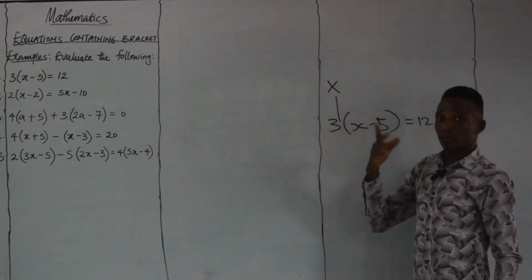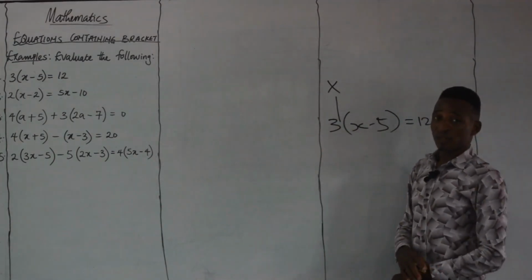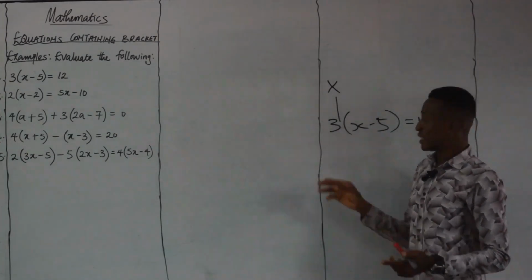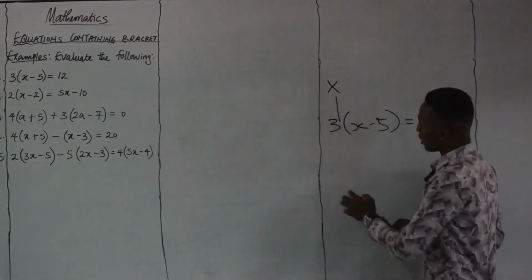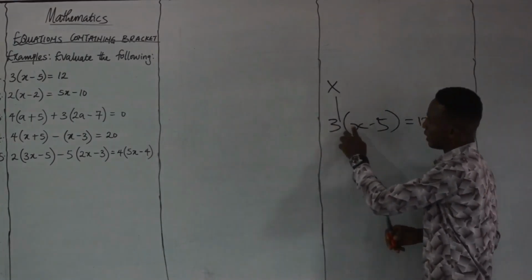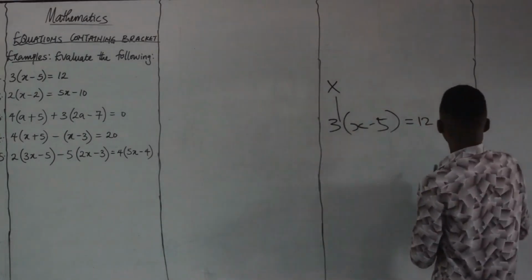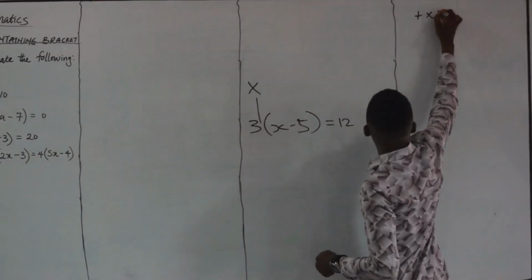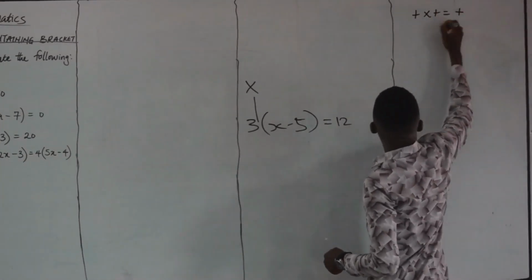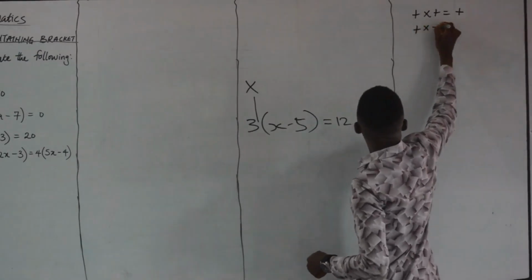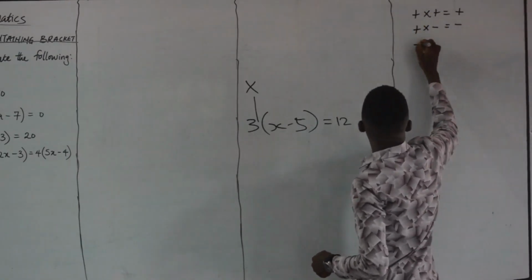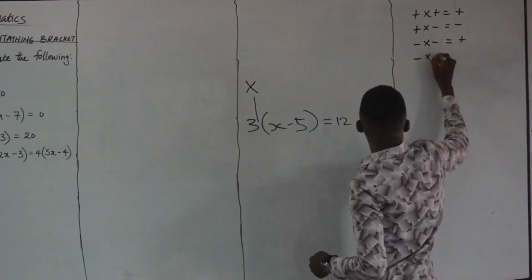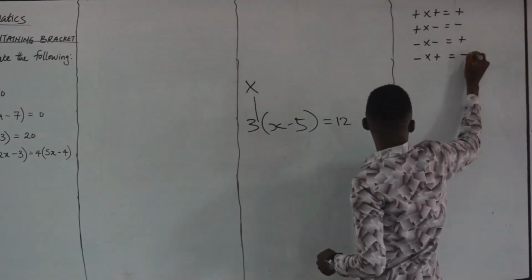We've talked about that when we were talking about the concept of directed numbers. When you have a number and they are not putting anything in front of it, there's an invisible plus. So when you multiply the plus here and the plus here, you are going to have addition. Let me write the operational signs here. Plus multiplied by plus gives you plus. Plus multiplied by minus gives you minus. Minus multiplied by minus gives you plus. Minus multiplied by plus gives you minus.